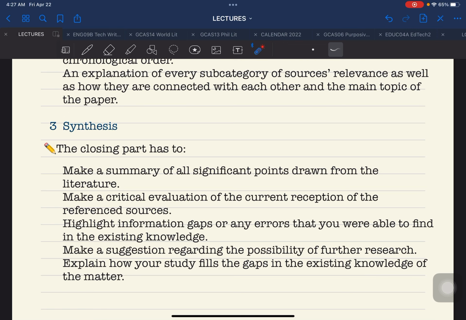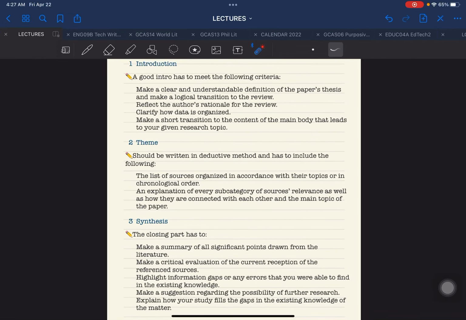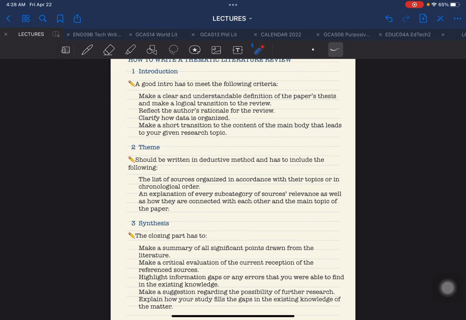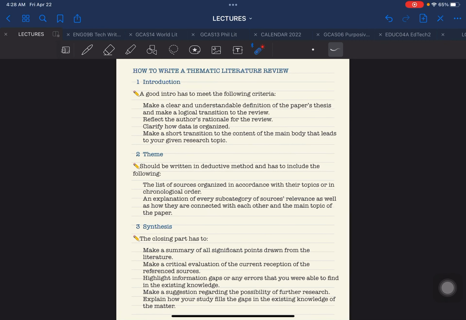So basically, the thematic approach is divided into 3 parts. So I divided this into 3 parts. It's like writing a composition wherein you have the introduction, the body, and the conclusion. So instead of using those parts, we have the introductory statement, you have the theme for the thematic approach, and then you have the synthesis, which is very crucial in writing the literature review.